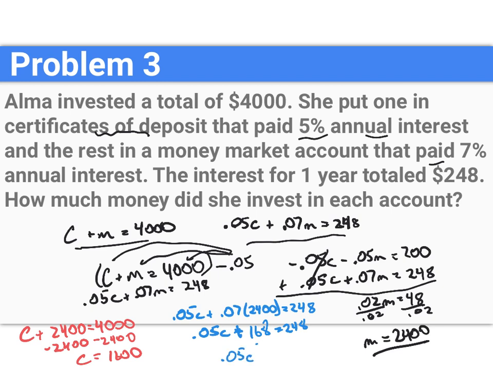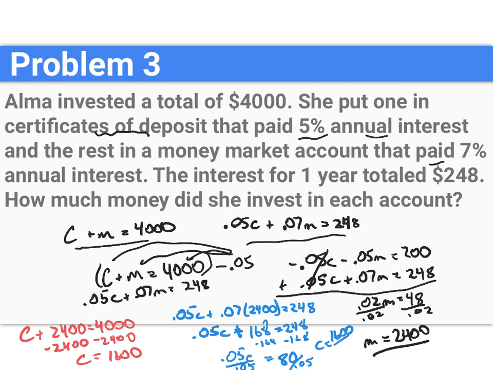For 0.05C, we had to subtract 168 from both sides. 248 minus 168 should be 80. Dividing both sides by 0.05, C will equal, voila, 1,600. Okay, so in the certificate of deposit, she put 1,600. In the money market, she put 2,400.